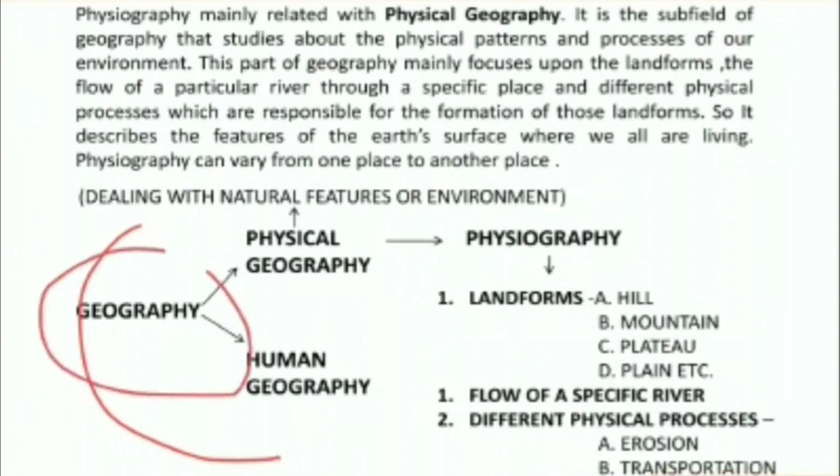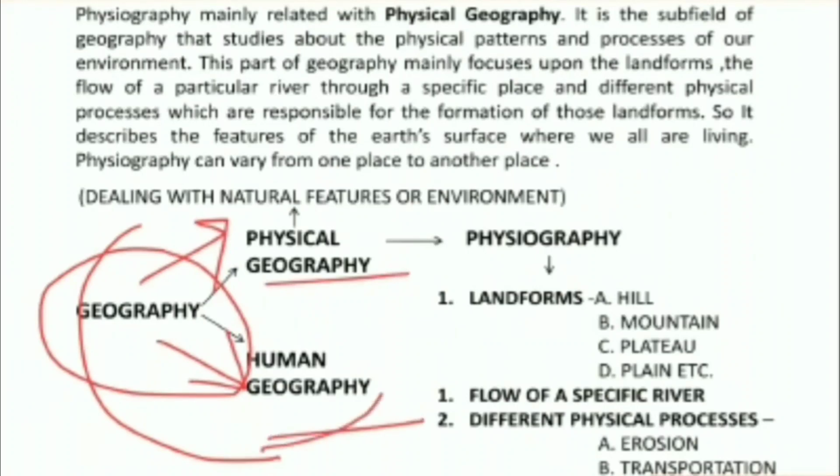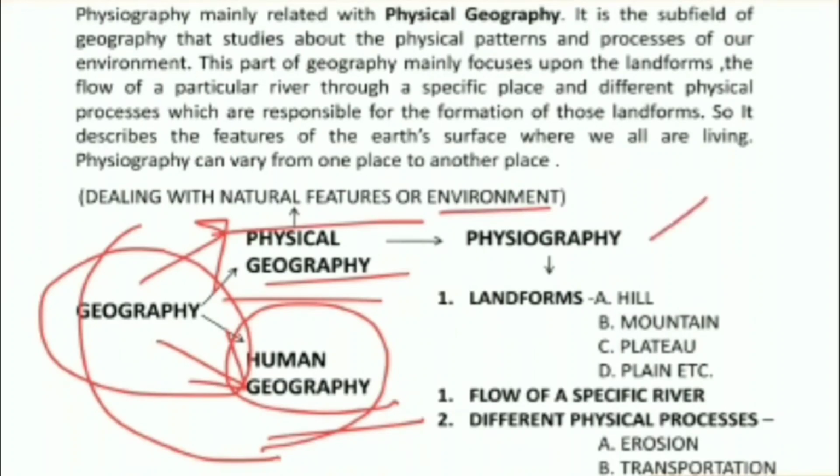First, we have geography. Geography is subdivided into two parts: physical and human. Human geography is not important for this session, so just skip it. Physical geography, from the term itself, you can easily get it deals with natural features or environment. Now, come to physiography. This term is related with physical geography, and focuses mainly on different kinds of landforms.